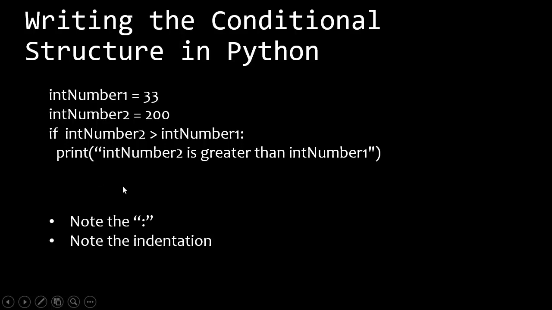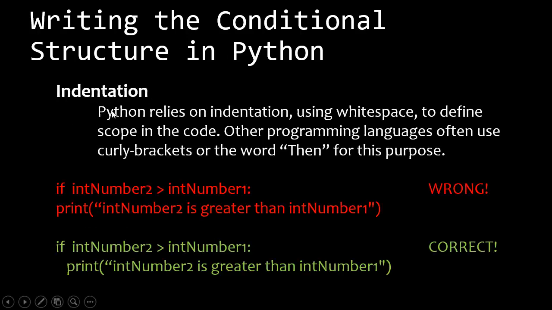Since there is no then, there is no curly brackets, Python only recognizes the statements that are indented as the task that you want to do based upon if the condition is true or false. So we must indent all those pieces. I must indent every line that's true or false. Does that make sense? Let's talk about that a little bit more. So Python relies on indentation using white space to define scope of the code. Other programming languages often use, like I mentioned before, curly brackets or the word then for this purpose.